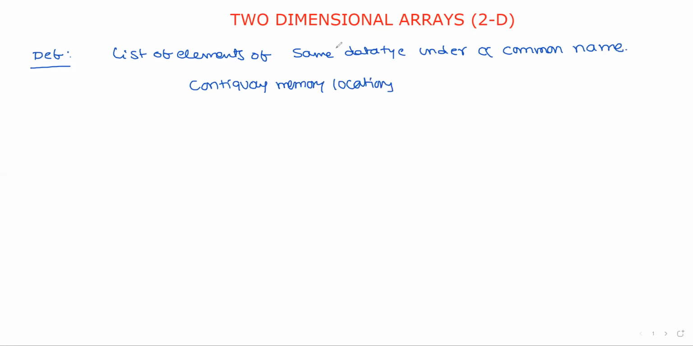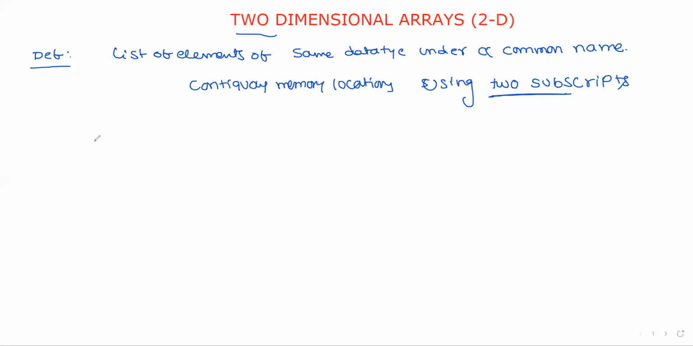Coming to one-dimensional array, the same thing using one subscript. But in two-dimensional array, the elements are stored by using two subscripts. That is the only difference, by using two subscripts.